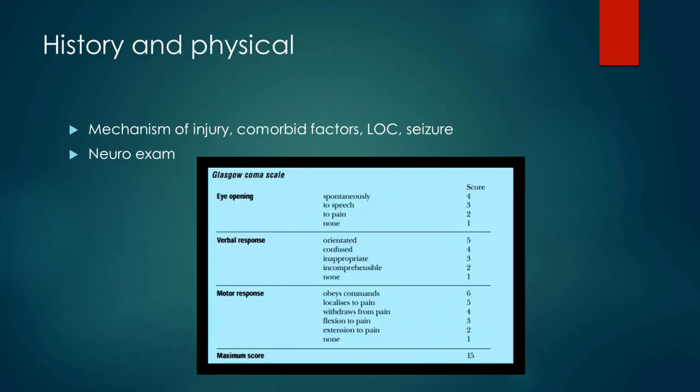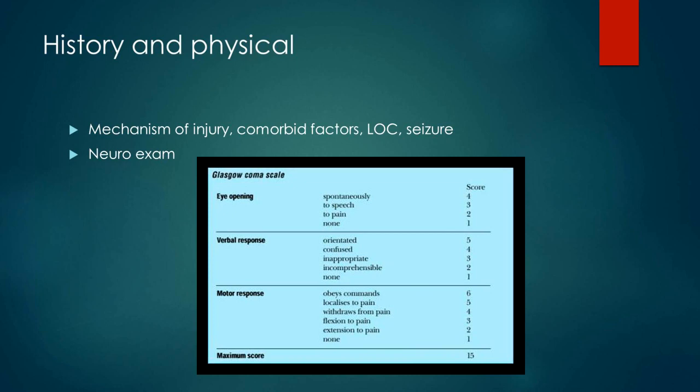So, history and physical exam, again: mechanism of injury, comorbid factors, such as are they coagulopathic for some reason? Are they on some type of anticoagulant? You want to assess their current level of consciousness.